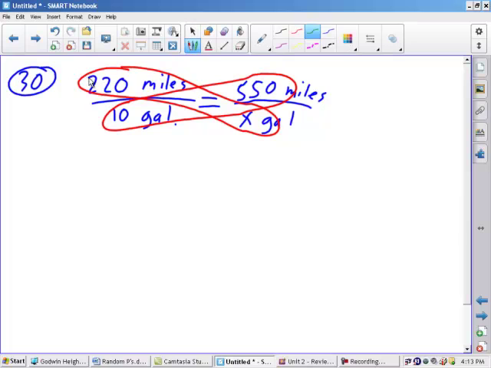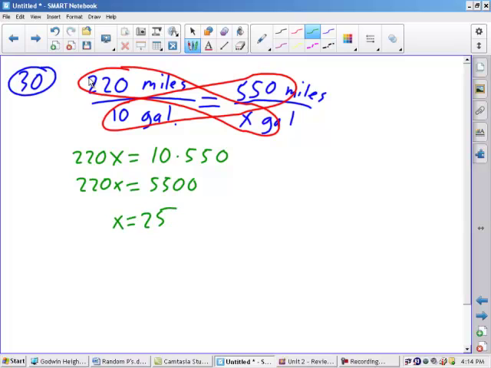So I'm going to set this up as then 220 times x equals 10 times 550. I'm then going to simplify, and I will get 5,500. And then again, I'm going to skip steps on this one, and that gives me 25, and that's gallons.